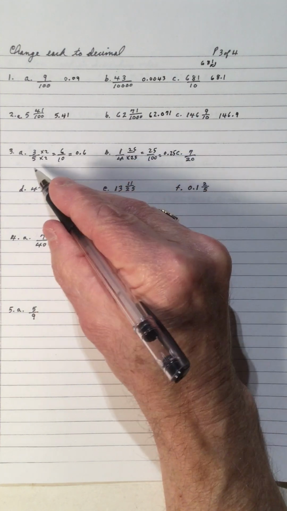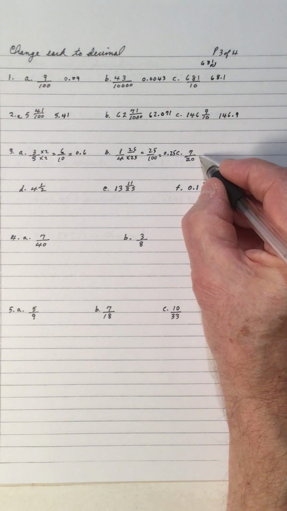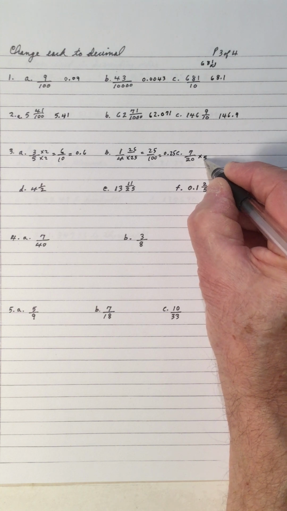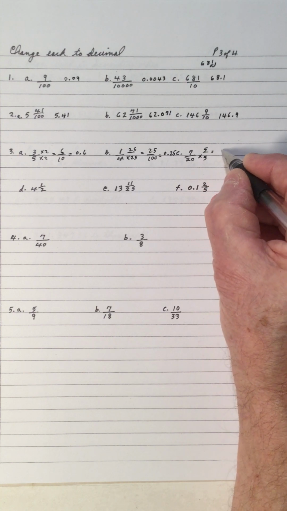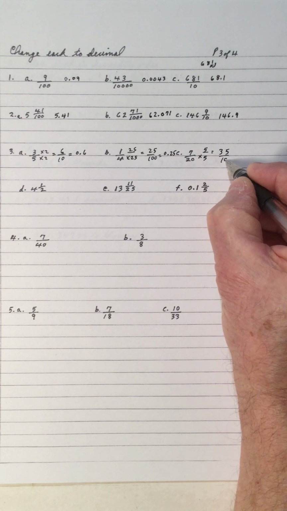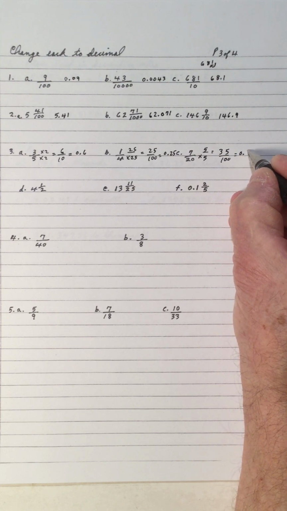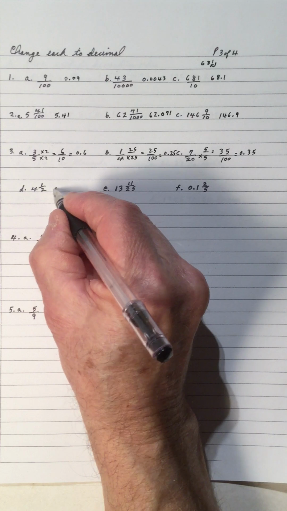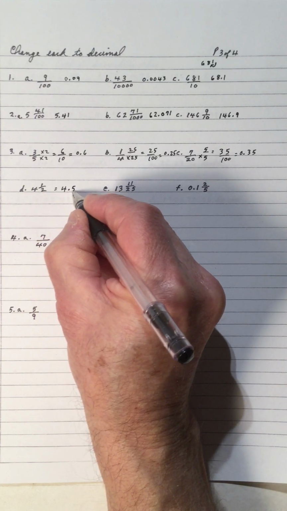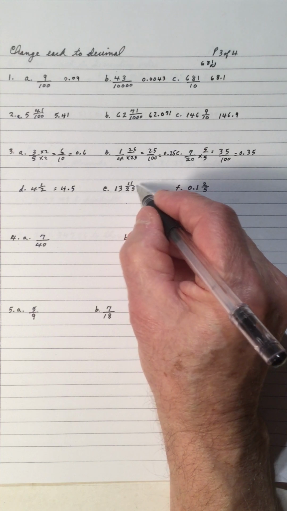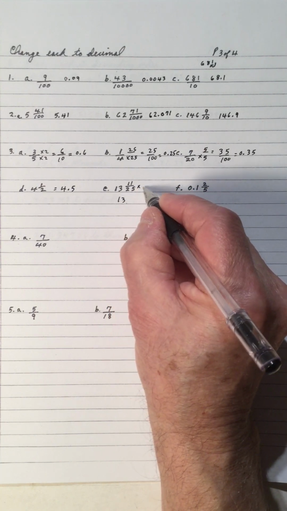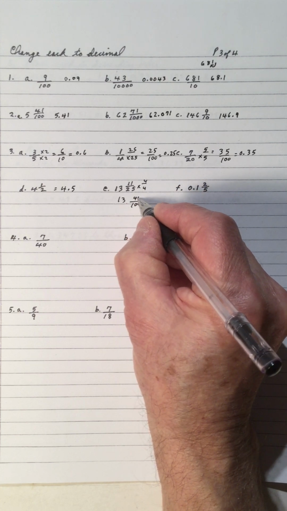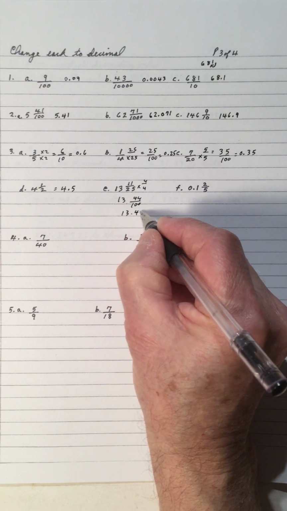Another way to do that would be to divide the denominator into the numerator. But if you can get it out of 10, 100, or 1,000, it's quicker. So 5 times 20 is 100, 5 times 7, so that's 35 over 100. And 35 over 100 is 0.35. And we want a decimal for 4 1/2, so 1/2 is 0.5. And out of here, we're going to multiply by 4 and 4, so that gives us 44 over 100. So that's 13.44.